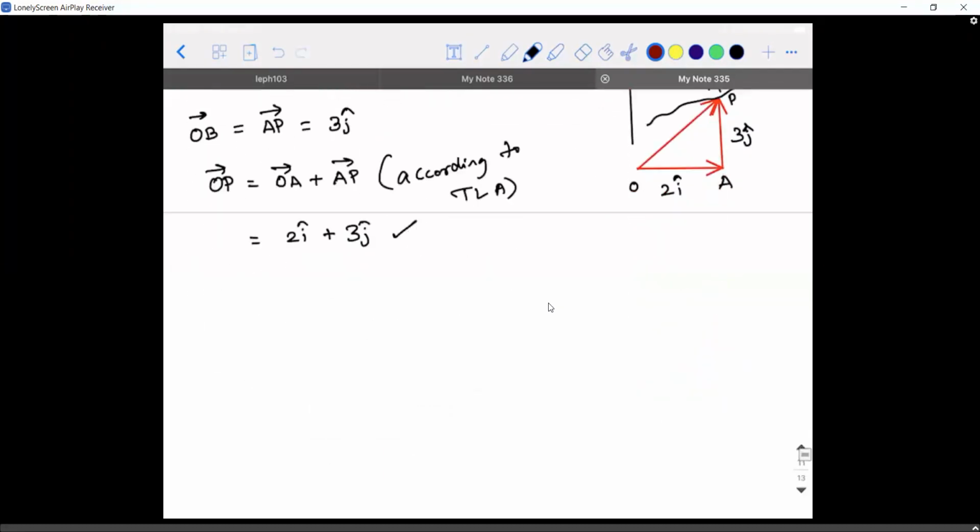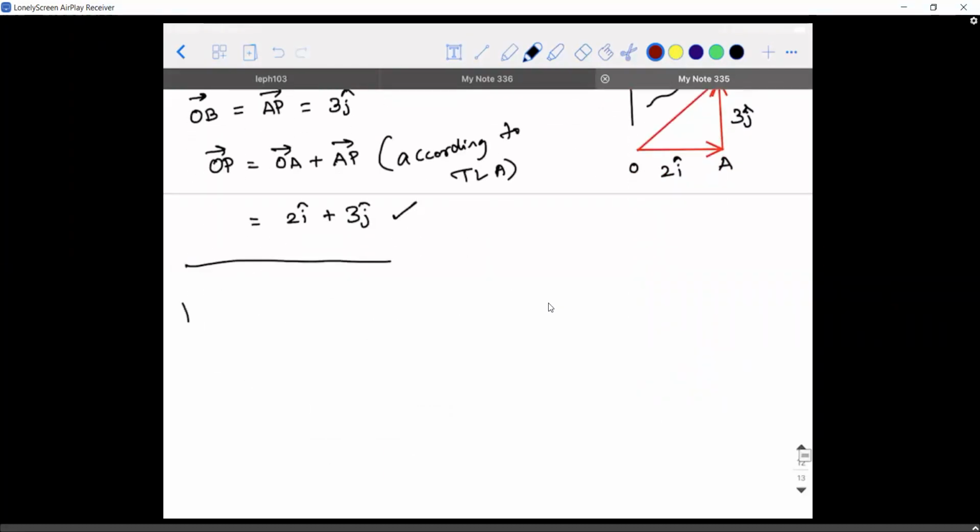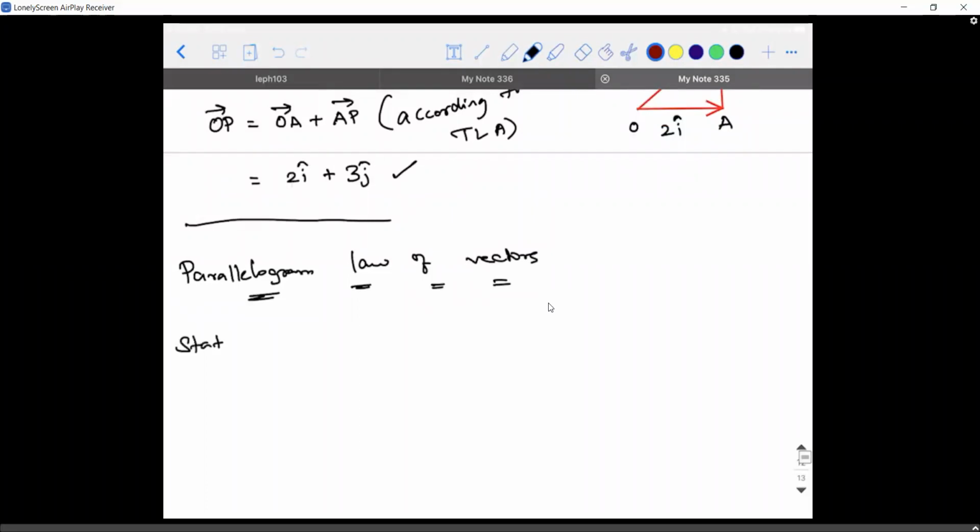The next law that we are going to see is the parallelogram law of vectors. So write down the statement for it.